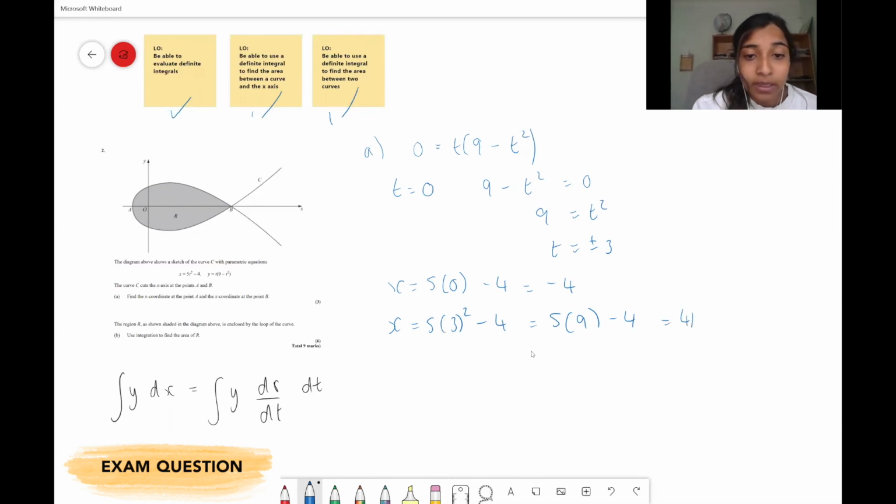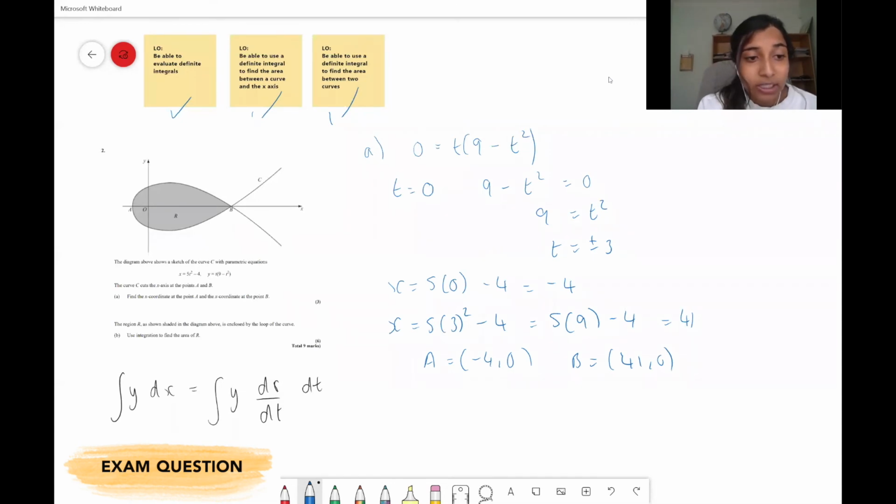So if you were to do minus 3, you'd get the same answer because 3 squared and minus 3 squared is the same. So therefore you have your A, that's the coordinates minus 4 and 0, and you have your B with your coordinates 41 and 0.